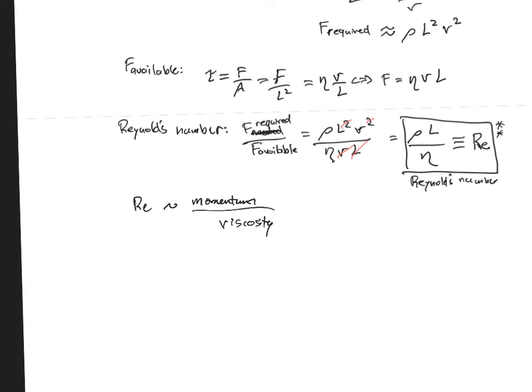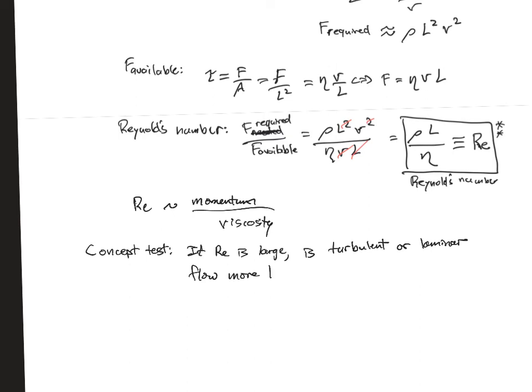Okay, so now let me ask what might be a fairly challenging concept test. If the Reynolds number is large, is turbulent or laminar flow more likely? So I'd like you to pause the video now and think about this on your own, and only come back when you have a tentative answer, or you've just decided that you're not going to be able to get an answer thinking only on your own.